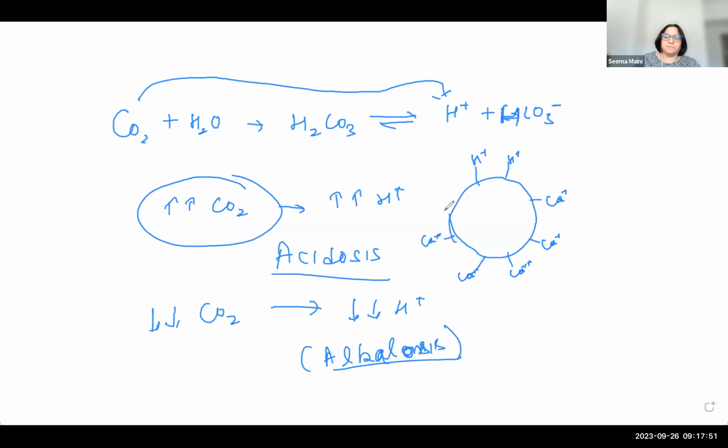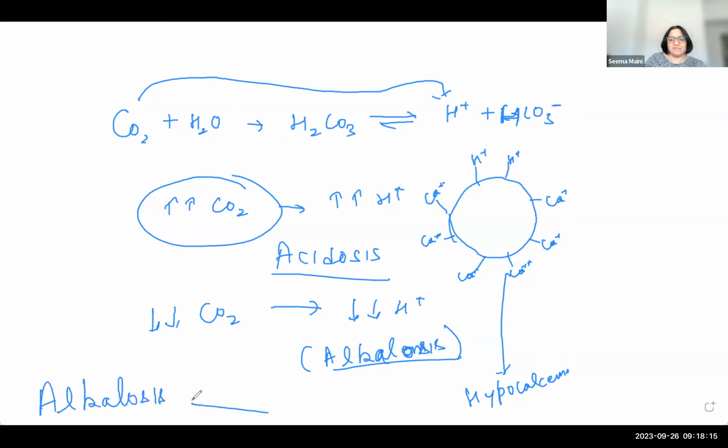And what are you going to get? The anxious patient will start feeling tingling, paresthesias, maybe carpopedal spasm because of hypocalcemia. Okay? So when a patient has alkalosis, this can cause hypocalcemia and the signs of hypocalcemia. Is that clear? Now it should be clear.